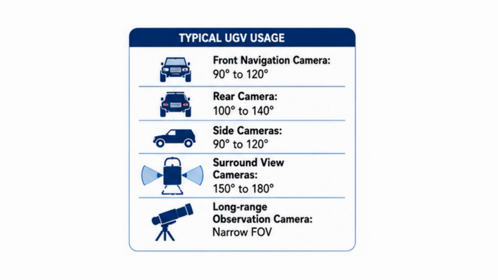For a UGV, the recommended field of view depends on the camera's role. The front navigation camera typically uses 90 to 120 degrees, giving the operator a clear view of the path and nearby obstacles. The rear camera is usually wider, around 100 to 140 degrees, to support safe reversing. Side cameras commonly use 90 to 120 degrees for flank awareness. Surround view cameras need an ultra-wide 150 to 180 degrees to minimize blind spots. Long-range observation cameras use a narrow field of view, allowing distant objects to appear larger and more detailed.